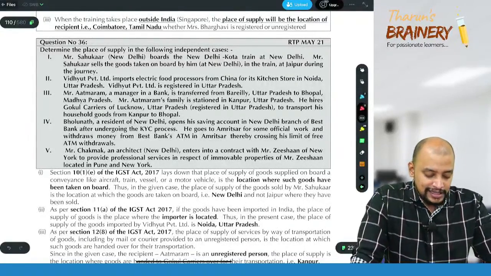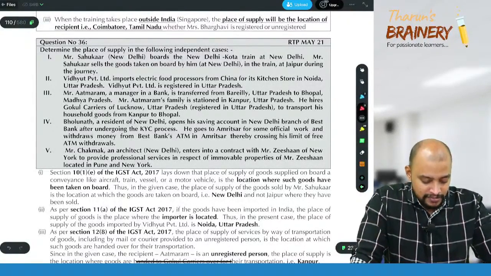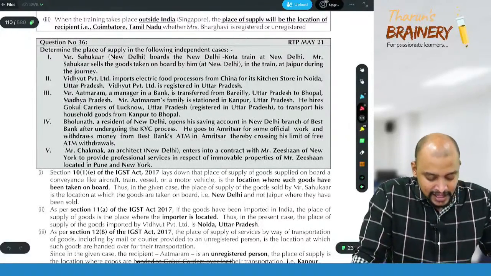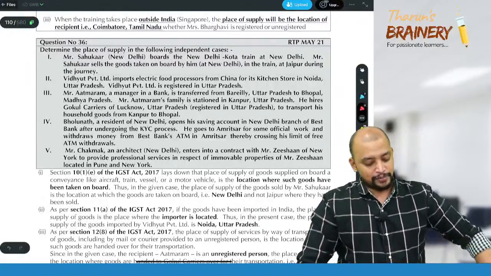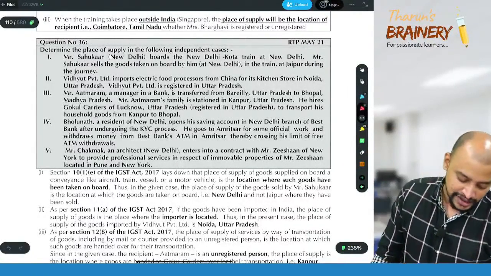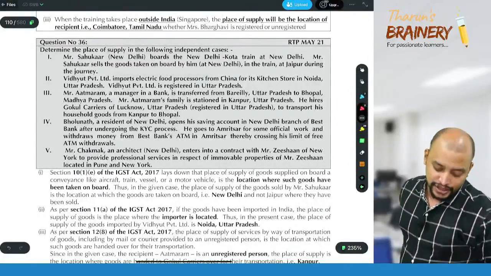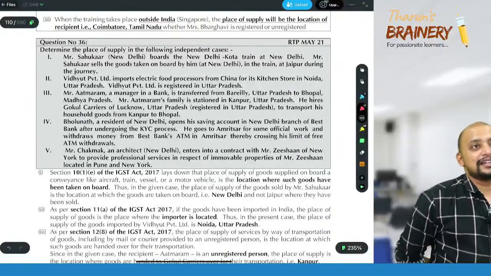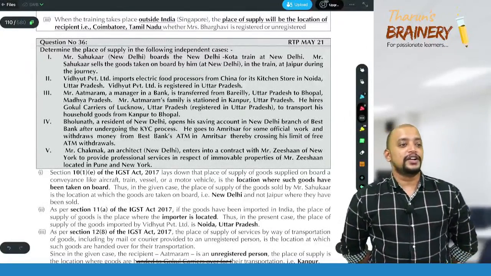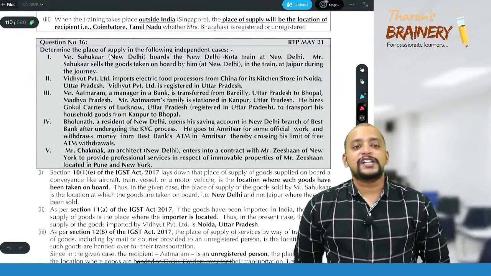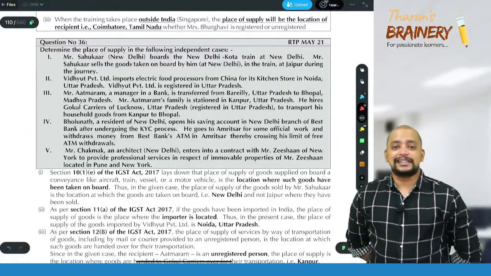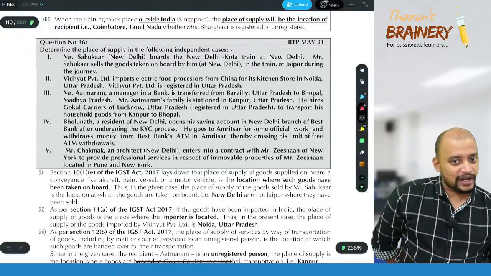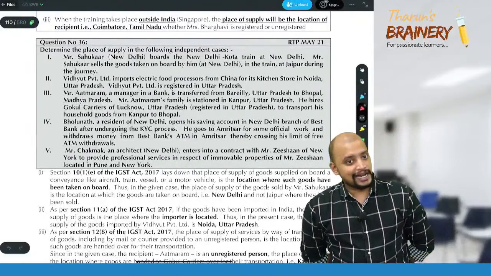Okay. Then Mr. Atmaram, a manager in a bank, is transferred from Bareilly, Uttar Pradesh to Bhopal, Madhya Pradesh. Mr. Atmaram's family is stationed in Kanpur, Uttar Pradesh. He hires Gokul carriers of Lucknow, Uttar Pradesh to transport his household goods from Kanpur to Bhopal. Actually, in this case, you can write the answer as exempted also. It will become correct because transportation of goods by road other than GTA or courier agency is exempted. Okay. So that is correct answer.